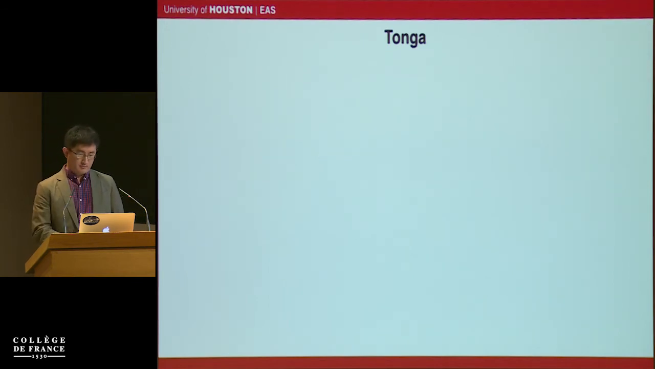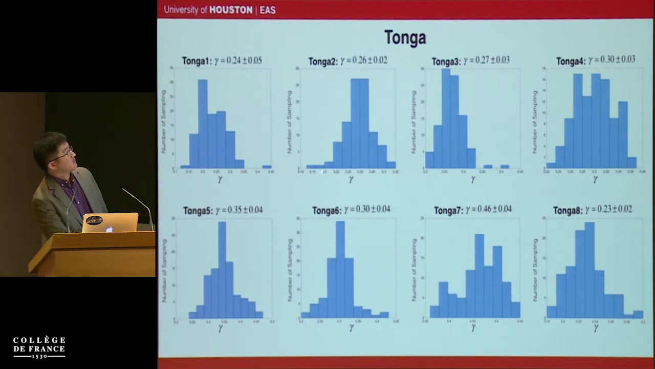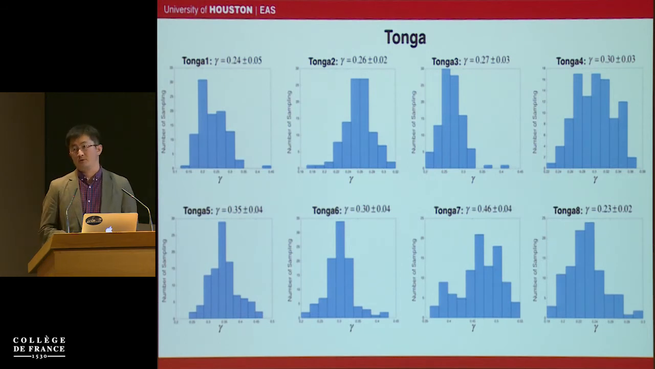We also did the bootstraps to resample the earthquakes and then redo the analysis. And this is the bootstrap for the inverted gamma. So in a lot of cases, they're symmetric, although the error bar is pretty big.